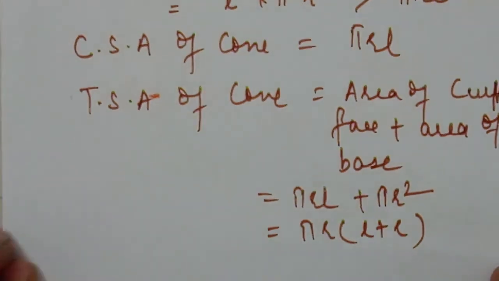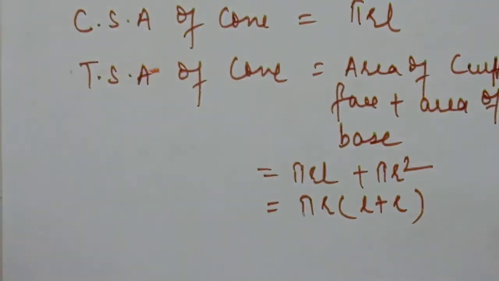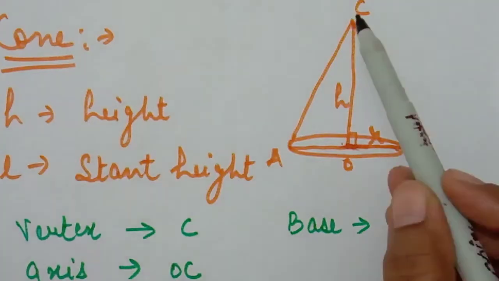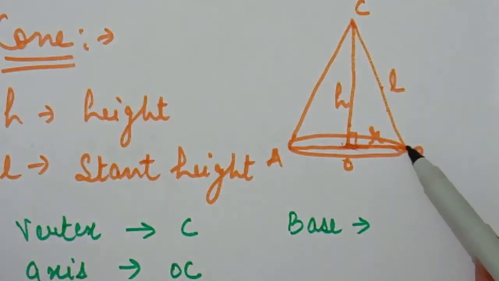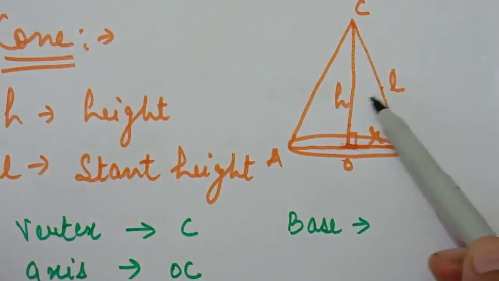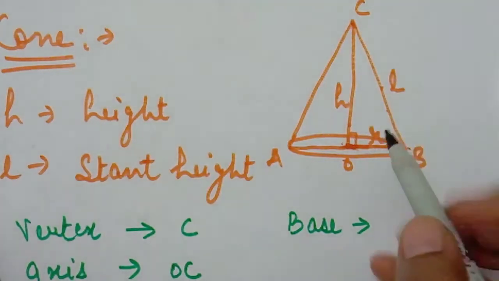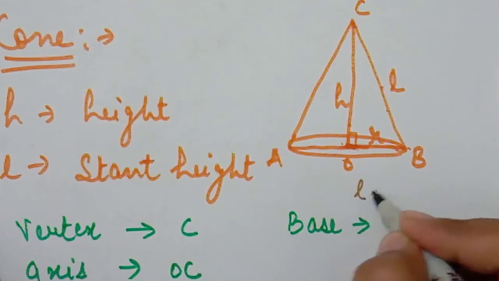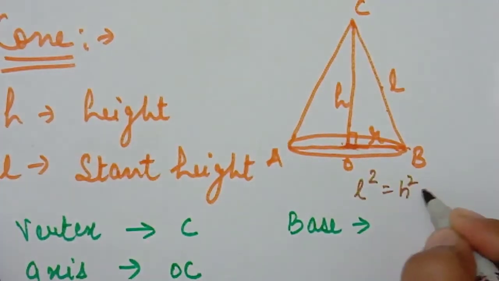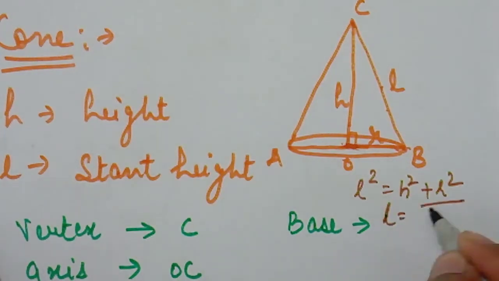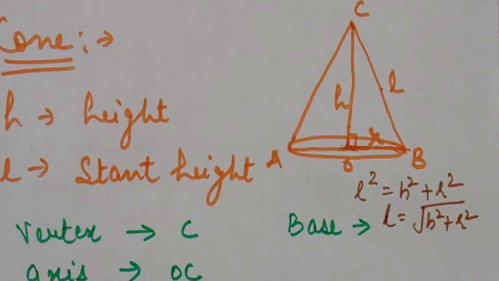Now the question is how we will find L. I already discussed that it is a right angle triangle, so this is the perpendicular, this is the base and this is the hypotenuse. According to the Pythagoras theorem, L square is equal to h square plus r square. Then L is equal to root of h square plus r square. This is the way to find the slant height.